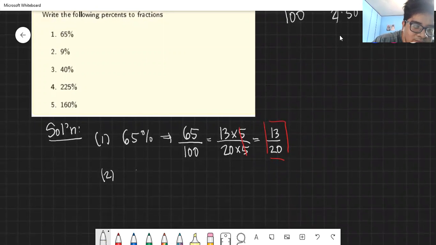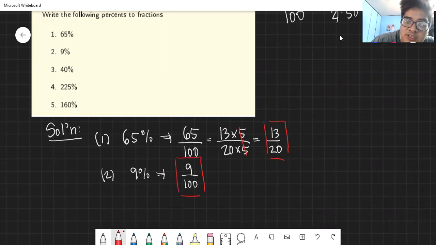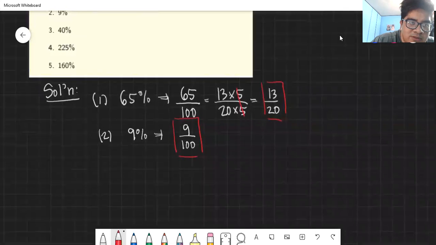Okay, let's proceed to the second example, 9%. 9% implies that this is 9 over 100. Eh, di ba 9 is odd and 100 is even, therefore there are no common factors between them. Eh, di yan na yun. 9 over 100, and that's pretty much it. Okay? Let's proceed to the third example.